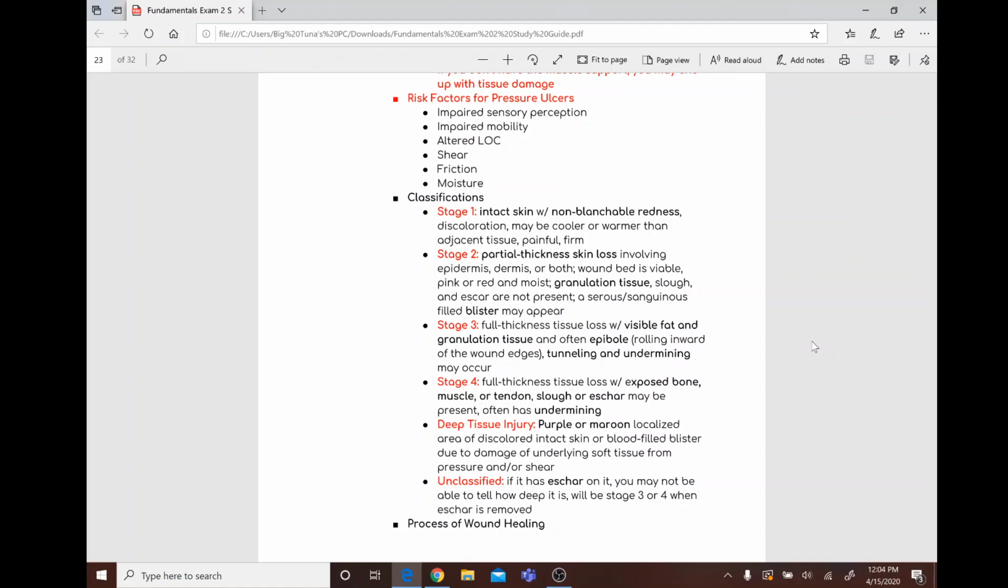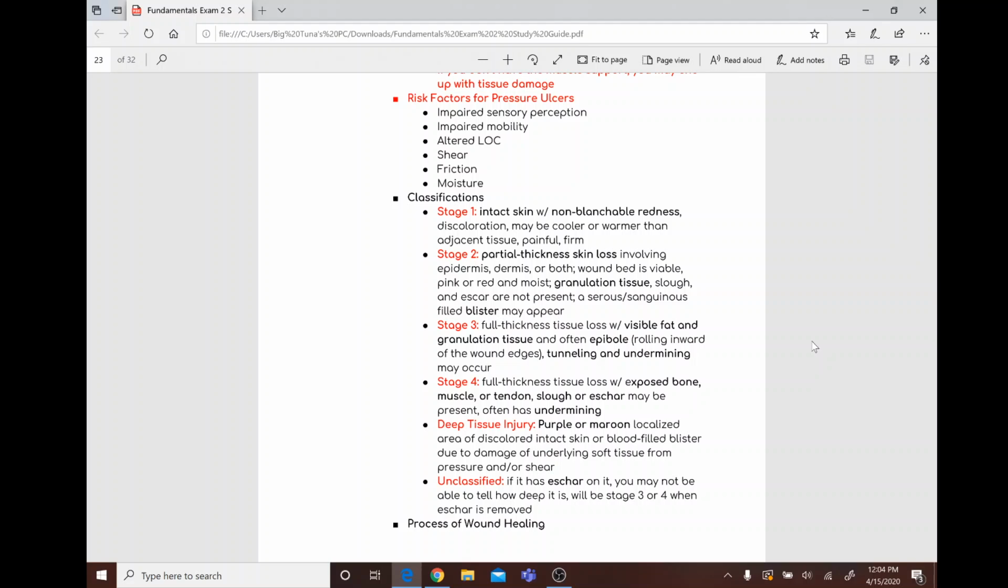What is a stage 3 pressure ulcer? Full thickness tissue loss with visible fat and granulation tissue, and often epibole, a rolling inward of the wound edges. Tunneling and undermining may occur.